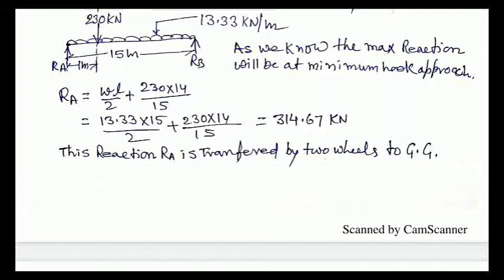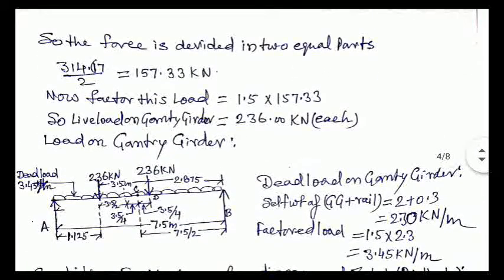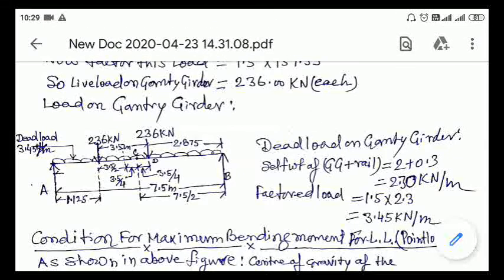So this is the thing to understand. The force is divided into two equal parts because two wheels will distribute this force to gantry girder. So this comes out to be 157.33 kilonewton. Now factor this load 1.5 times. So it comes out to be 236 kilonewton on each wheel.